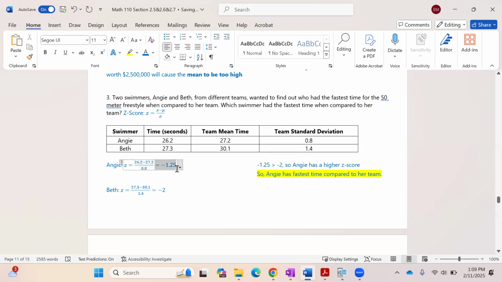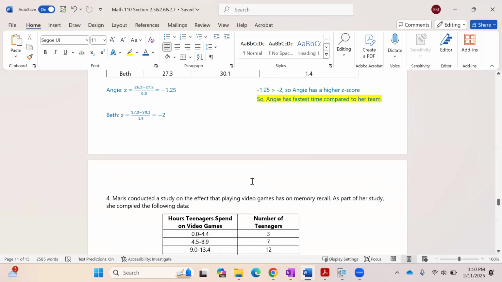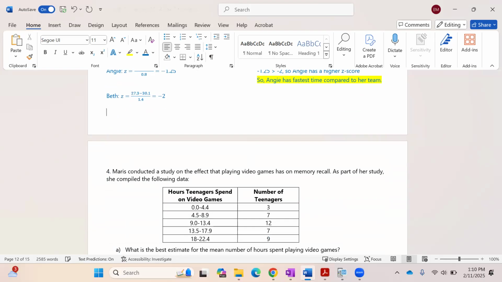Okay. And that's how you use z-scores to compare two different situations. Okay, so let's go ahead and move on to question 4.